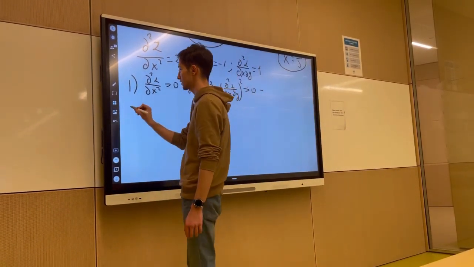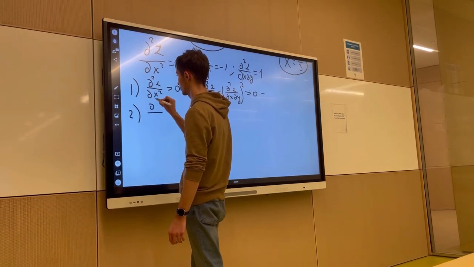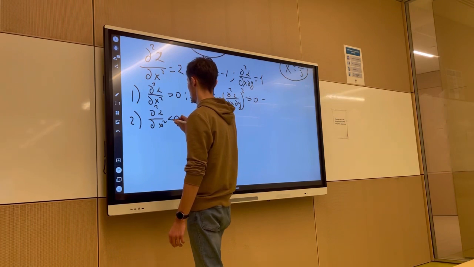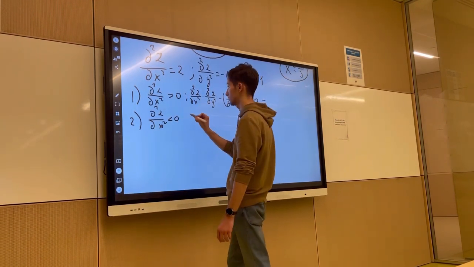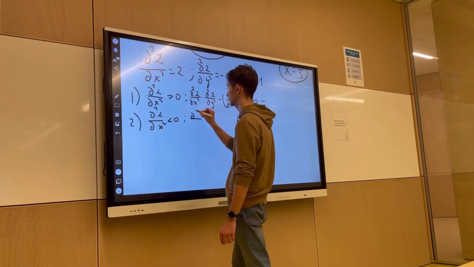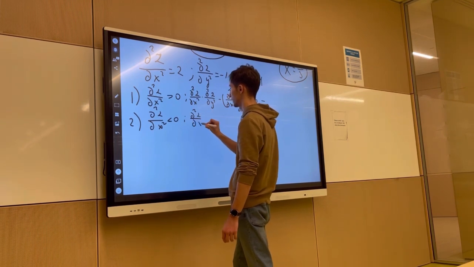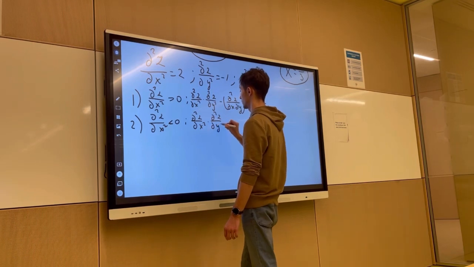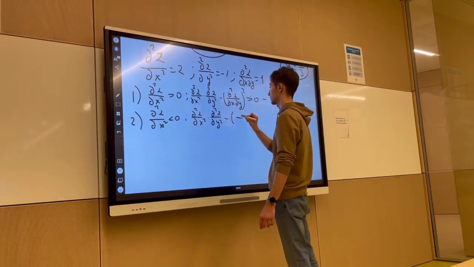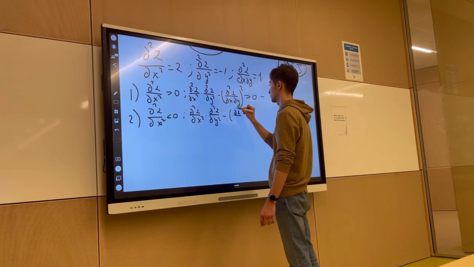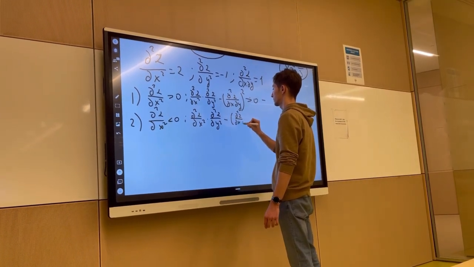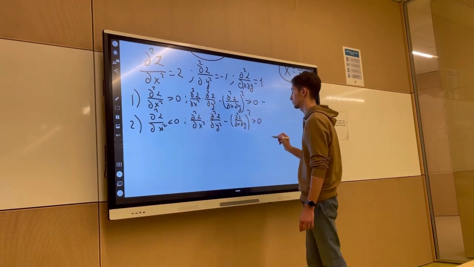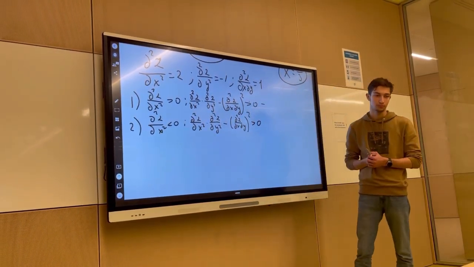And for the second step, it will be the same. I will write quickly. But we will use less than 0 here. And delta square z over delta x squared, and the determinant expression greater than 0, it will give us local maximum.